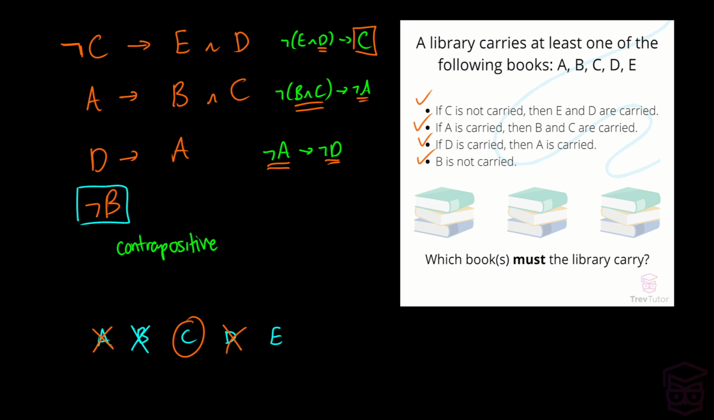So what does this say about E? Well, it doesn't necessarily say anything about E. It could be in or it could be out. We are not sure. But the question just asks which books must the library carry, and the answer is just C. It only needs to carry C, but it could carry E. That would not affect any of the rules here, whether it's in or out.